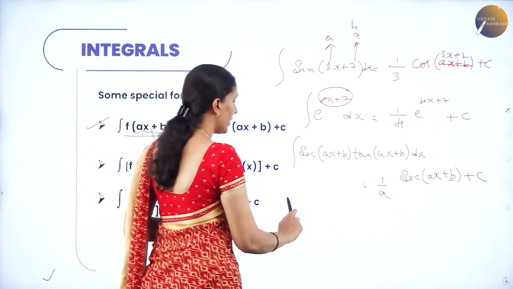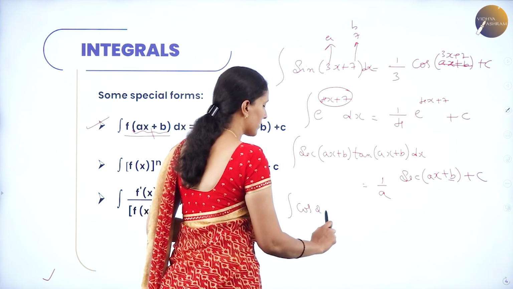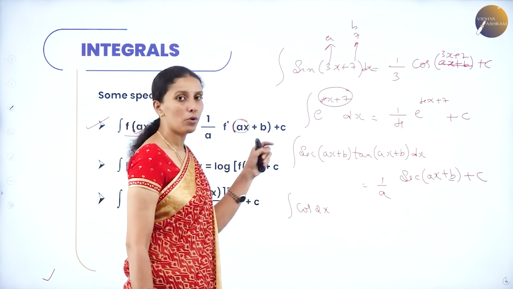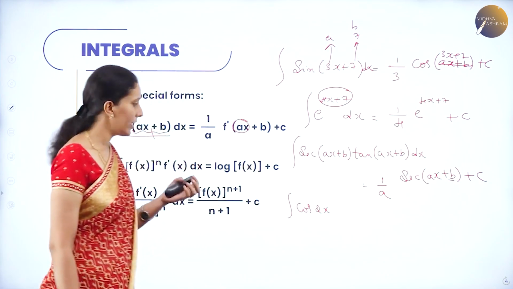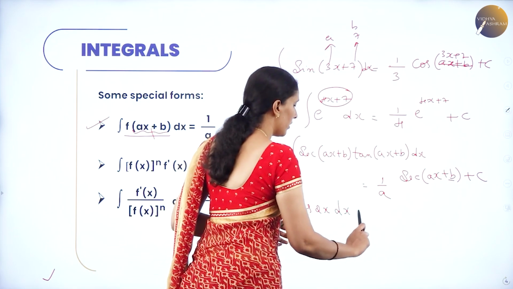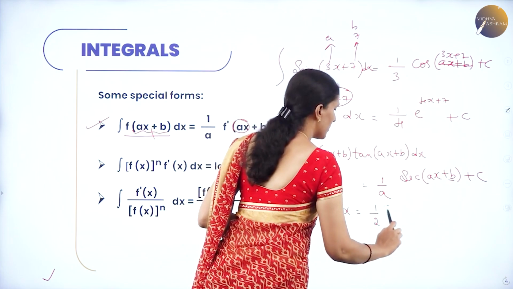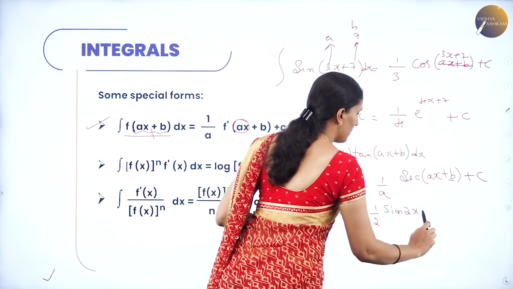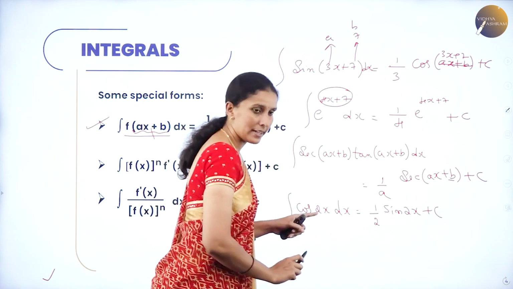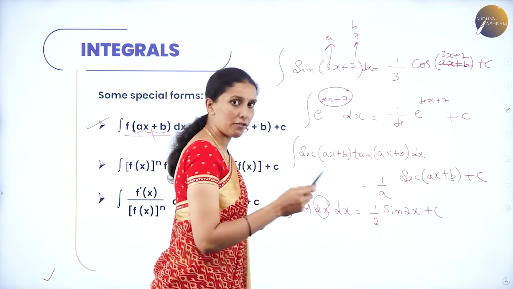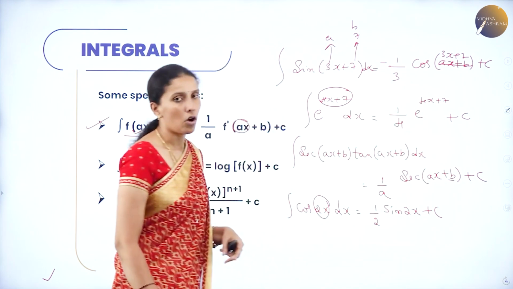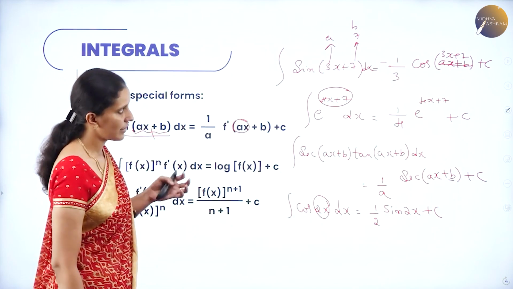Let me take the integral of cos 2x. So cos 2x means here you have only ax, you don't have b. So nothing to worry about here. We need only the value of a to divide by. So therefore it is 1 by 2 times sin 2x plus c. What is the integral of cos x? It is nothing but sin x. But since we have 2x here in the form of ax plus b, we divide. Similarly, the integral of sin 3x plus 7 is minus cos of 3x plus 7, divided by 3, plus c.